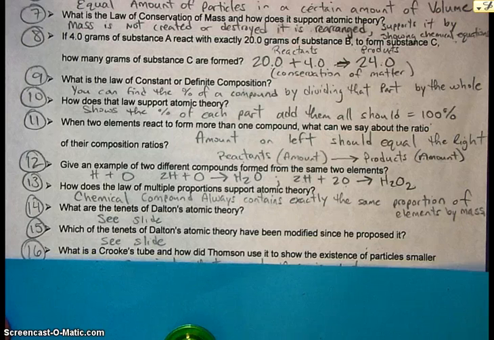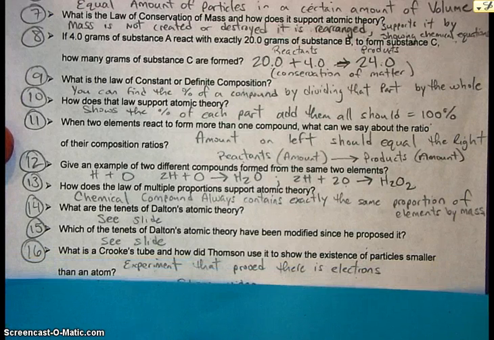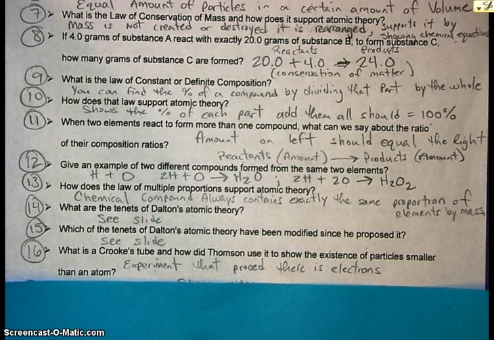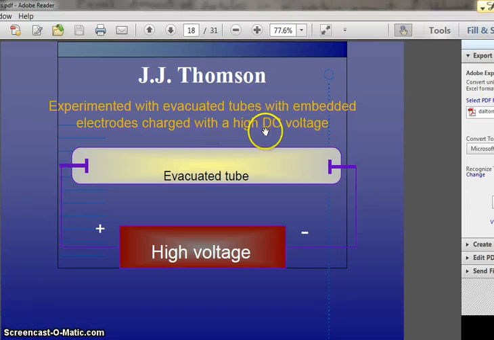Okay, number 16, what is a Crookes tube and how did Thomson use it to show the existence of particles that are smaller than an atom? Well, the significance of that is that's the experiment that proved there are electrons, and let me show you what that looked like. Okay, this is from those slides. They're the Dalton to Thomson slides that are posted in Google Classroom.